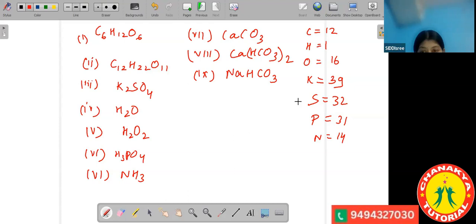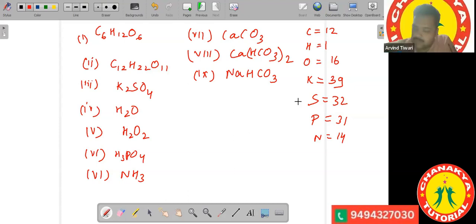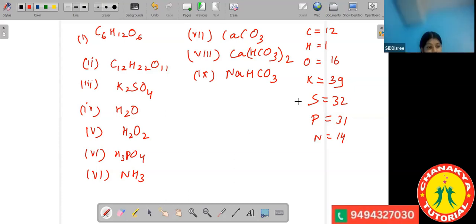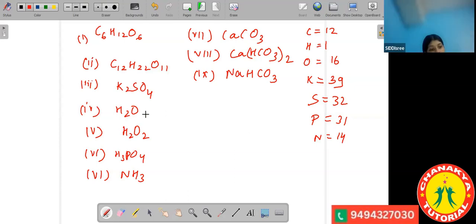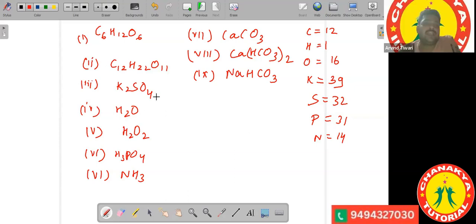Can you just show how we can solve? Okay, who is this? Siddhisri? Yes, sir. Okay, so which one, Siddhisri, I'll be telling anyone. So which one do you want me to solve? The third one. See, K2SO4. Okay, so let's see K2SO4.